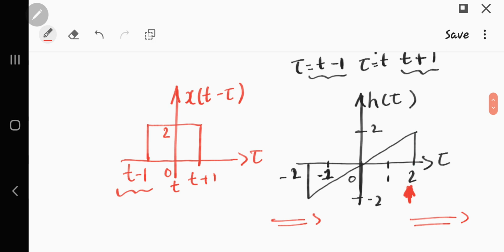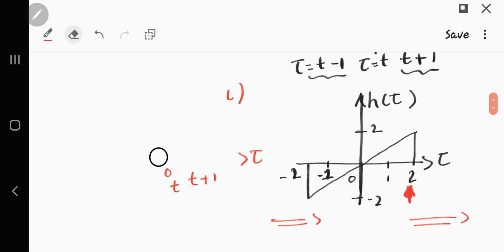So till there we have to perform the shifting operation, and for each instance, if you get different time limits, we have to find y of t, and in the last we have to combine all of them to get our plot here. Okay. So let's start performing the convolution operation, and to keep this simple, I am just writing this x of tau here.